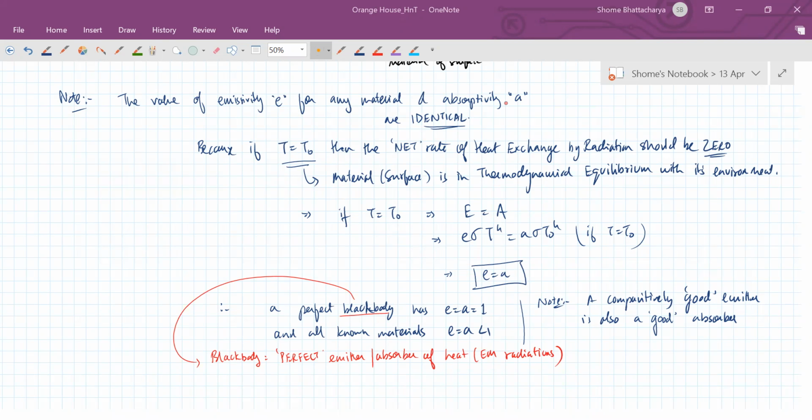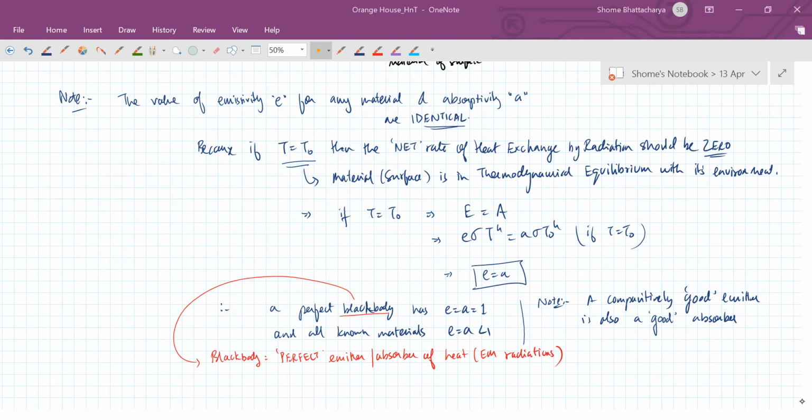And why it cannot be equal to 1 is more a matter of definition. We define the perfect black body as a material which has the highest value of emissivity or absorptivity equal to 1. And all other materials we define as relative to the theoretical black body. So relative to that perfect emitter or absorber, they have a lesser amount of emissive power or absorptive power. So hope that clears your point, Rahil.